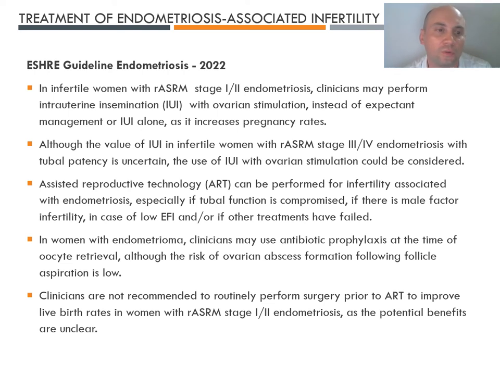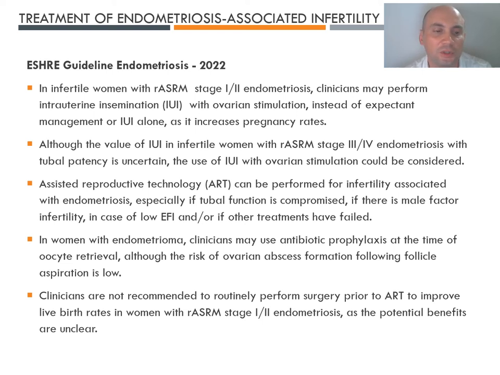Also, the value of intrauterine insemination in infertile women with ASRM stage 3-4 endometriosis with tubal patency is uncertain, but the use of intrauterine insemination with ovarian stimulation could be considered. Assisted reproductive technology can be performed for infertility associated with endometriosis, especially if tubal function is compromised or if there is male factor infertility, in case of low fertility, or if the endometriosis fertility index and other treatments have failed.